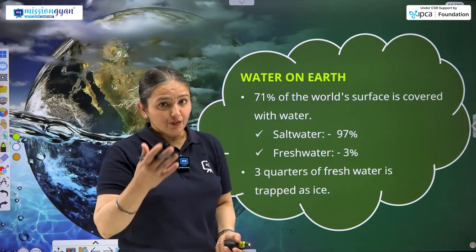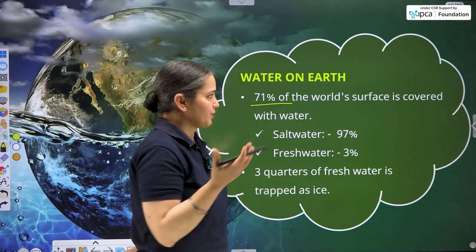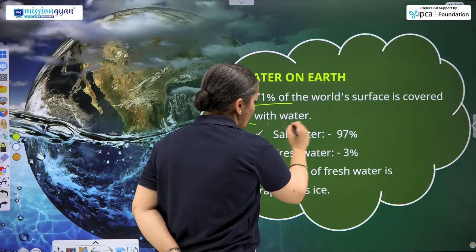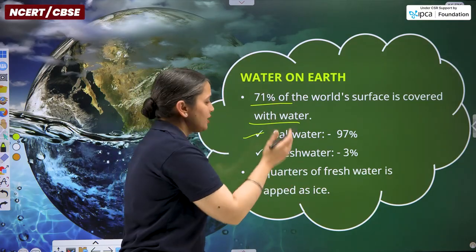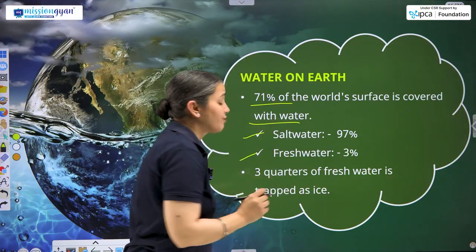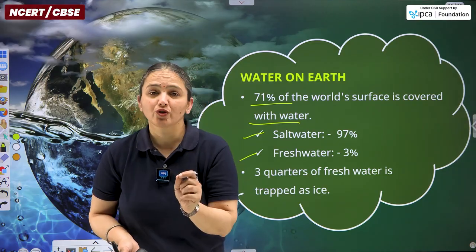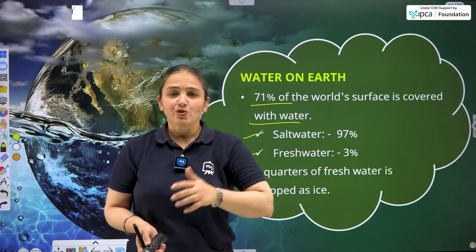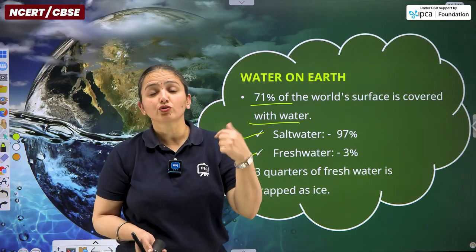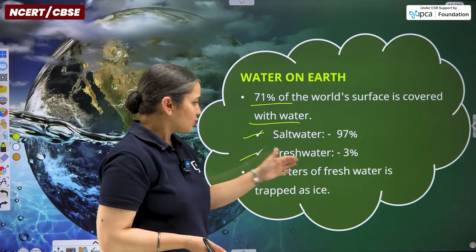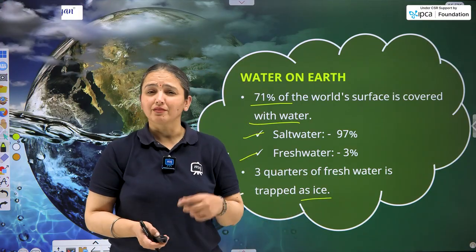Water on earth, we all know that 71 or roughly 70% of the world's surface is covered with water. That comprises 97% salty water, only 3% fresh water. Out of that 3%, we just have 1% of the kind of fresh water that we consume through the rainfall, through the rivers, through the glaciers. So three-fourths of fresh water is trapped as ice. So what remains at the back?